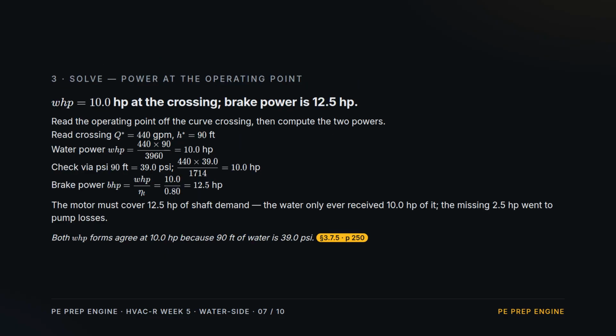Solve. Read the crossing. 440 gallons per minute at 90 feet. Water horsepower is 440 times 90 over 3960, 10 horsepower. Cross-check with the pressure form. 90 feet of water is 39 psi, and 440 times 39 over 1714 is the same 10. Brake power is that over efficiency, 12.5. The motor covers 12.5 of shaft demand. The water only ever received 10. The missing 2.5 went to pump losses.